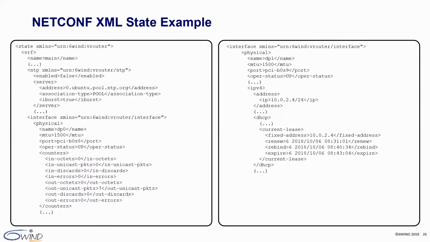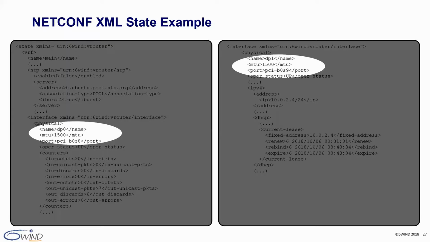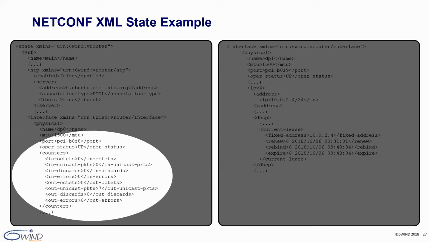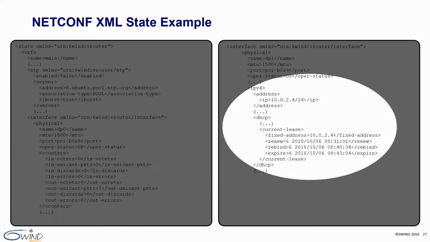And this is an example of NETCONF XML schema for state, where we recognize the information that was configured previously, such as the DP0 or DP1 interfaces with ports, but also dynamic information, such as the interface counters, or the IP address obtained dynamically through DHCP with the lease information.